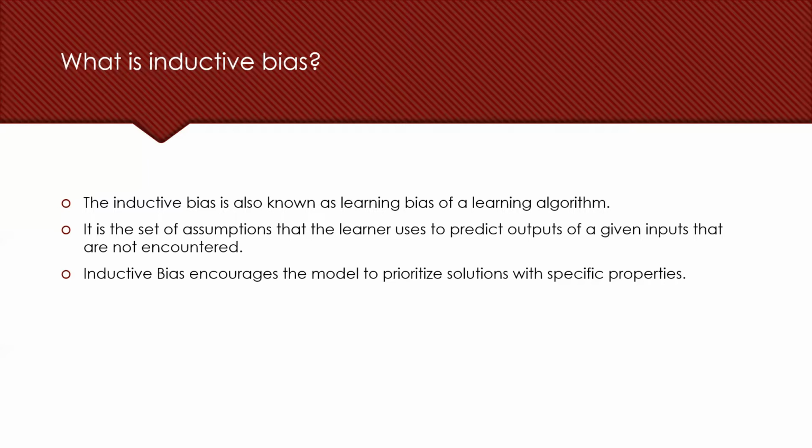Inductive bias encourages the model to prioritize solutions with specific problem properties. What does that mean? Let me give an example. When we need to find a relation between y and x, we'll have many hypotheses, right? We can have almost an infinite number of hypotheses that define a relation between x and y. This is called the hypothesis space. It is the set of all the functions for learning from x to y.